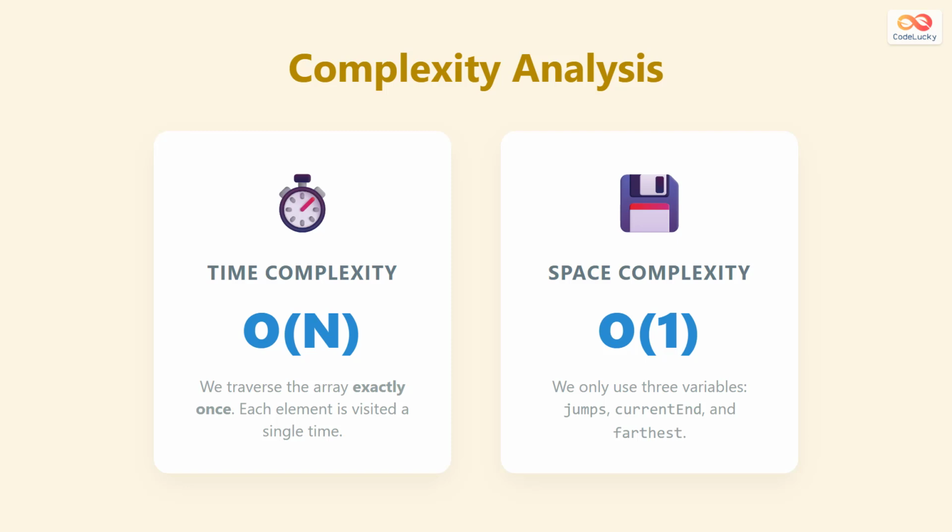This solution is very efficient. The time complexity is O(n) because we pass through the array exactly once. The space complexity is O(1) because we only use a few variables to track our state, regardless of the array size.